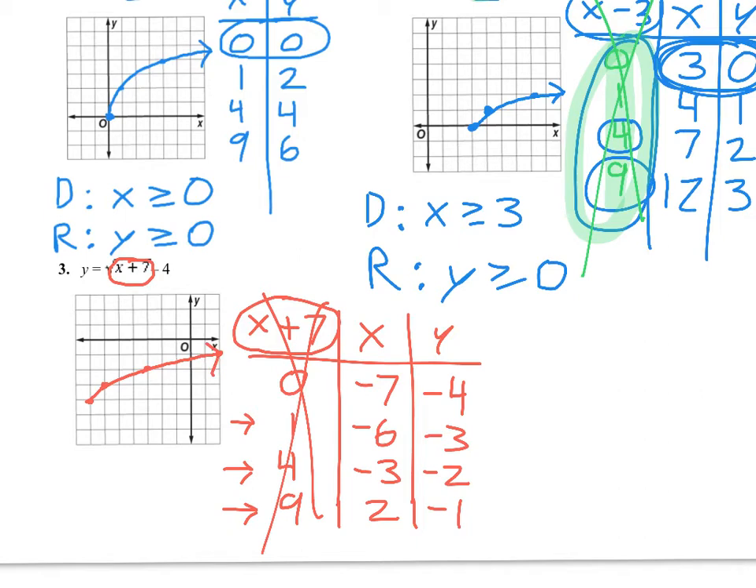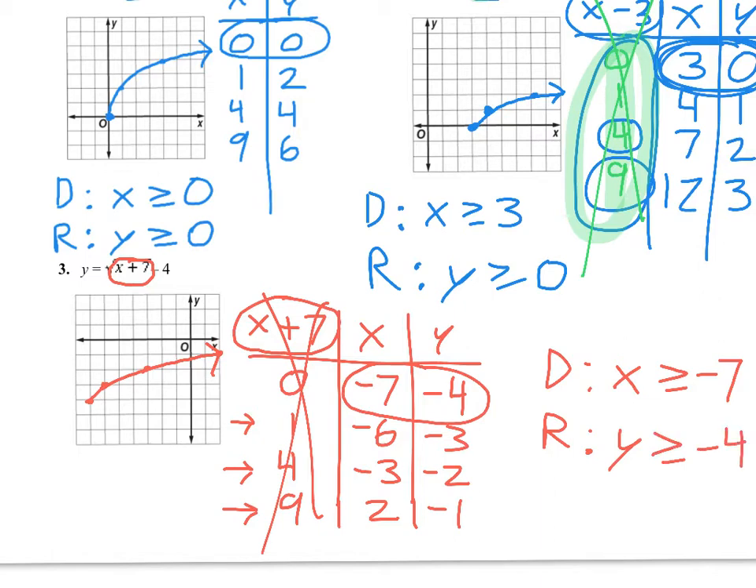We only put an arrow on the right side. We don't put an arrow on the left. We're not allowed to go over there. So the domain, remember, the domain is always going to use the numbers from your first coordinate. So x is greater than or equal to negative 7, and the range is y is greater than or equal to negative 4.